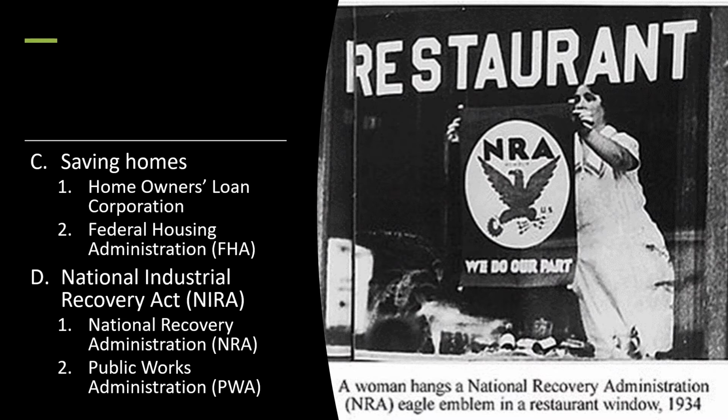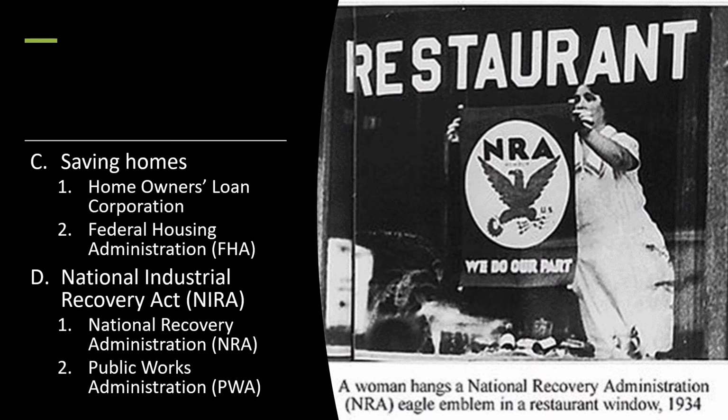The National Industrial Recovery Act, NIRA, was designed to balance the interests of business and labor and consumers and to reduce unemployment. For codes of fair competition, antitrust laws were suspended. Section 7A guaranteed workers the right to collective bargaining. It also established minimum wage and maximum hour laws.